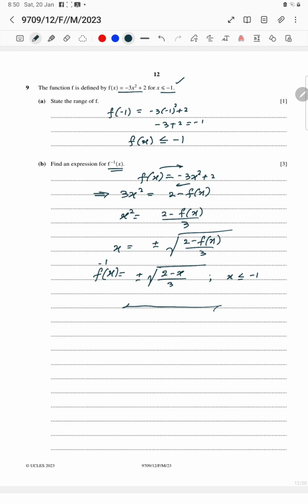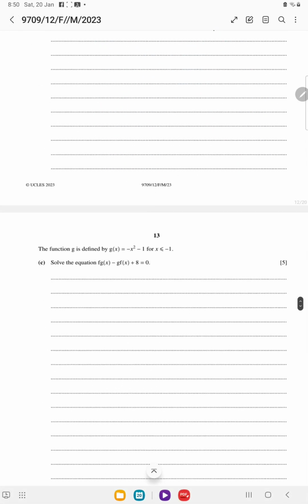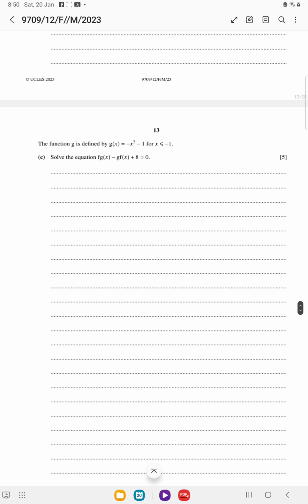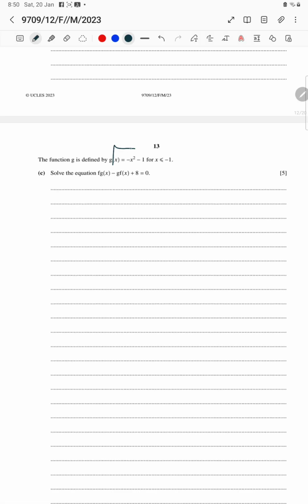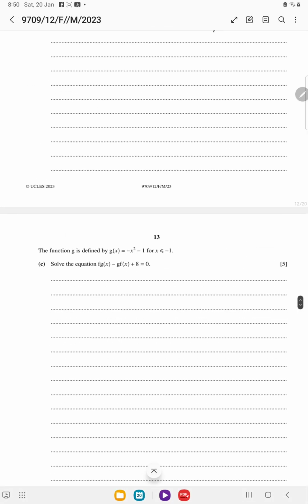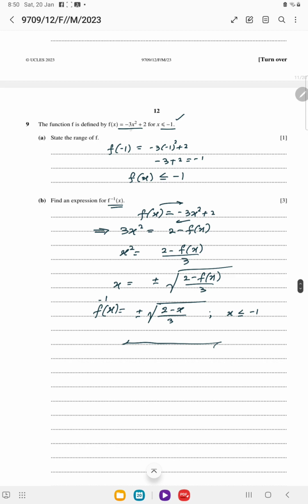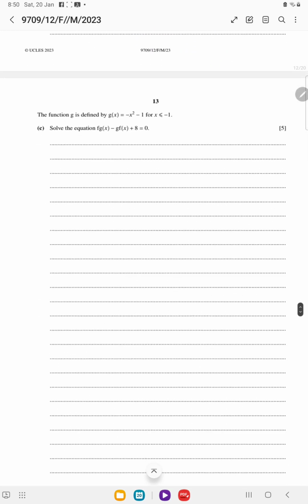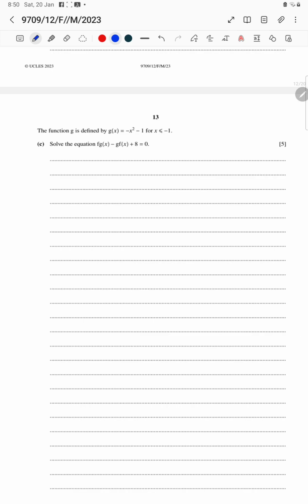Okay, next proceed to the next question, and it will be the same question. We have to solve the equation f g of x minus g f of x plus 8 equals 0, where g of x is this one. Here f of x is -3x square plus 2, given with x less than or equal to -1. So we have to find these two. This is the 5 marks question, and we can solve them simultaneously.